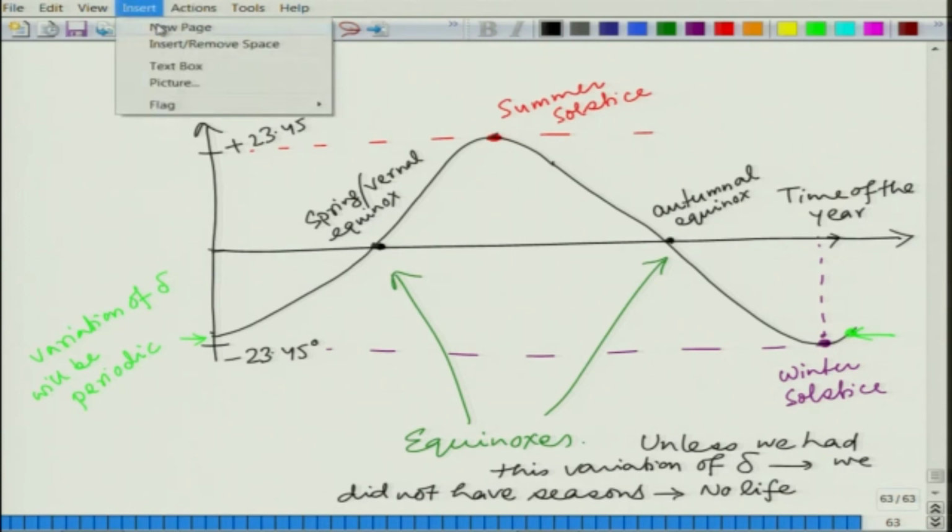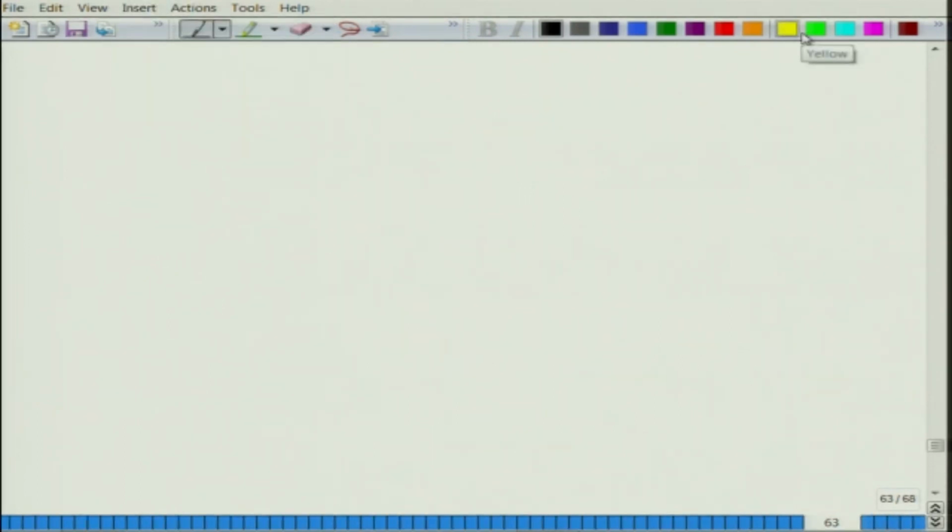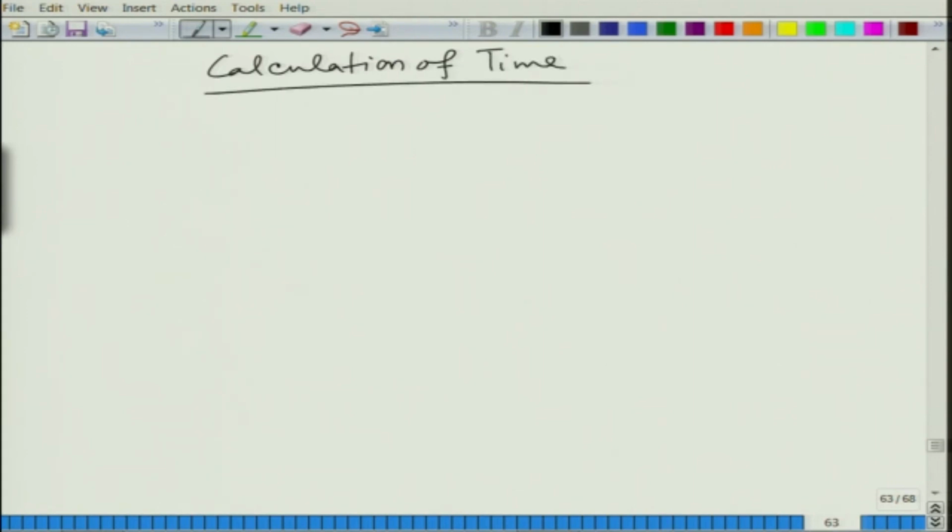Okay. Now, let me insert a few pages. Okay. Now, we will talk about the next topic, which will be the calculation of time. So, we have talked about the variation of declination angle which changes with the day of the year. Okay. Now, in a day, how the time varies. Okay. That is what we are going to look at now.